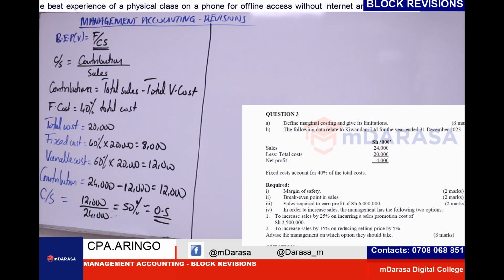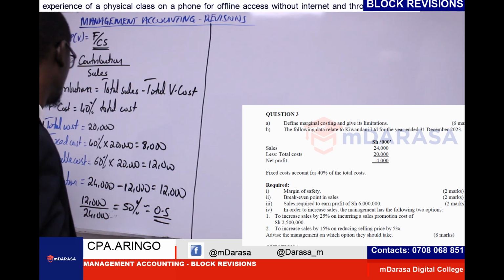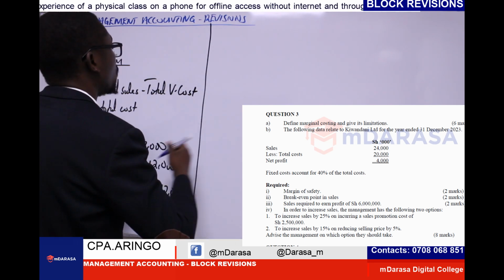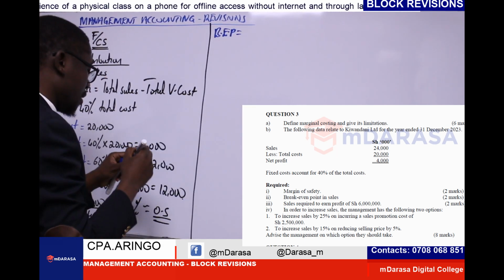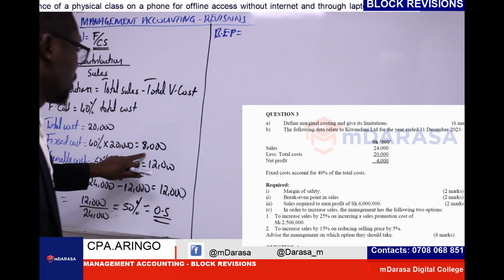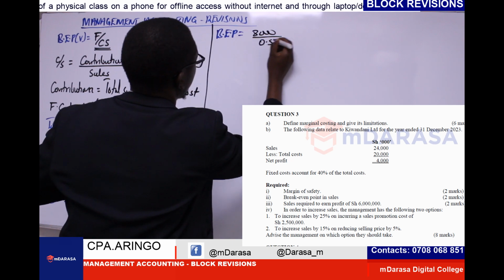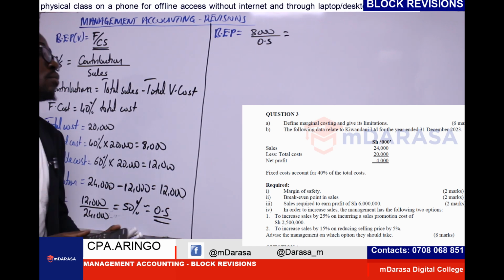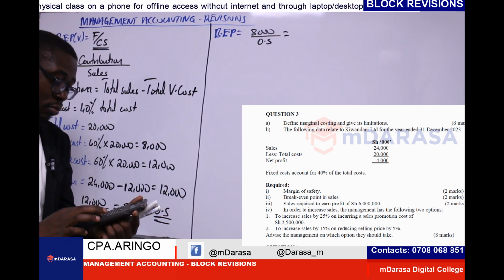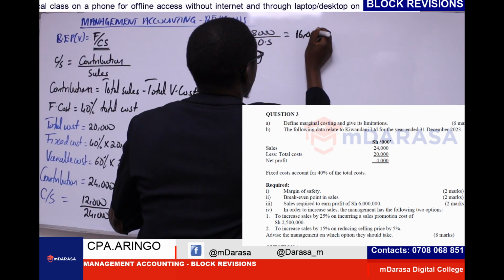Once we have determined our contribution to sales ratio, the next target will be easy, because I'll be required then to determine our break-even point. With a lot of confidence, we can agree that for our break-even point, I'll be having my fixed cost, which we have seen is 8,000. We divide by the CS ratio, which is 0.5. So our break-even point will be 8,000 divided by 0.5 to give us what? 16,000. So in this case, I'll be having our value, which is 16,000.